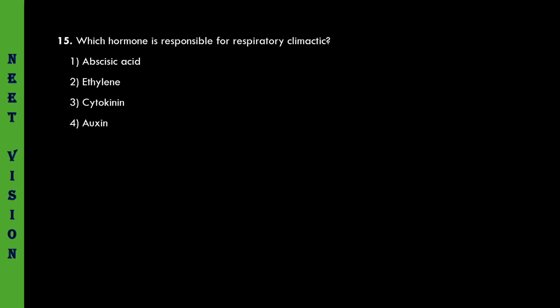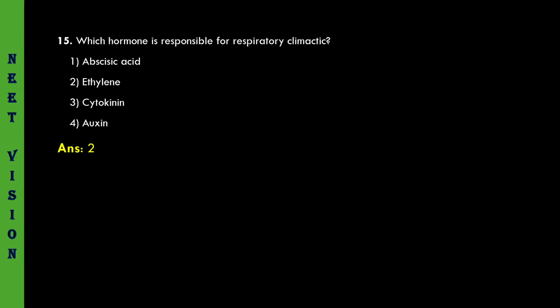Coming to the next question. Which hormone is responsible for respiratory climacteric? It is ethylene. A sudden increase in respiratory rate during fruit ripening is known as respiratory climacteric, promoted by ethylene. That is due to fruit ripening. Fruit ripening hormone is ethylene. Ethylene must be the correct one. Not abscisic acid, not cytokinin, not auxin. The second option must be the correct one.